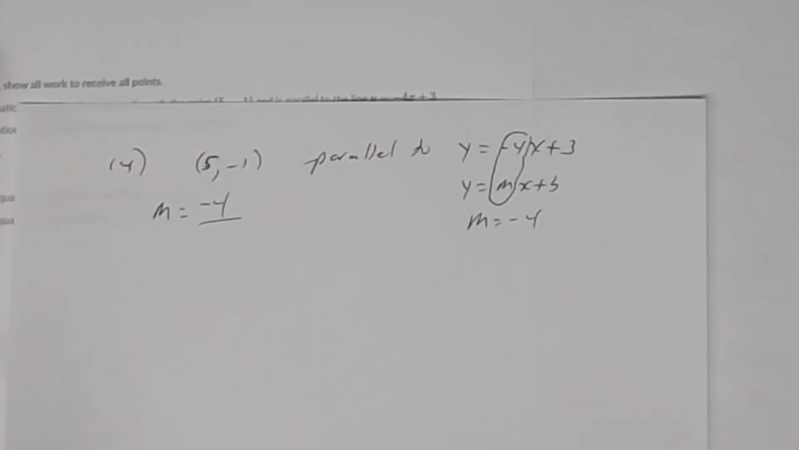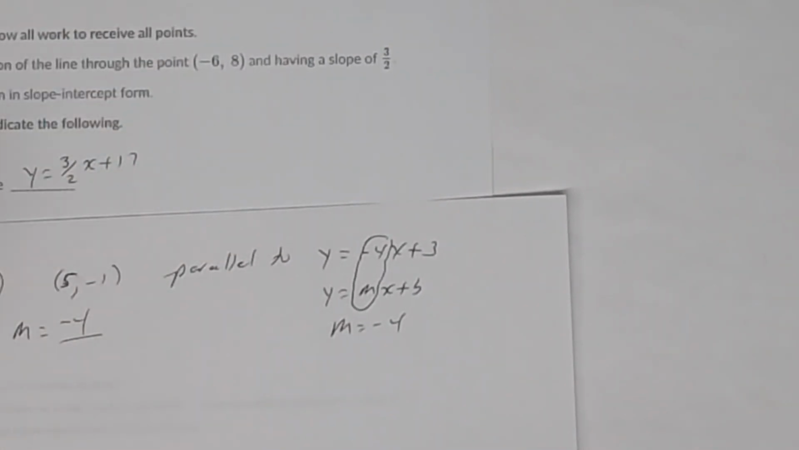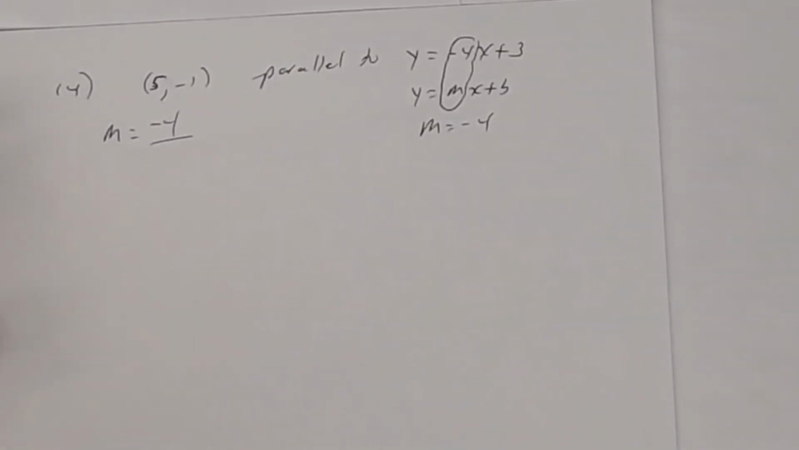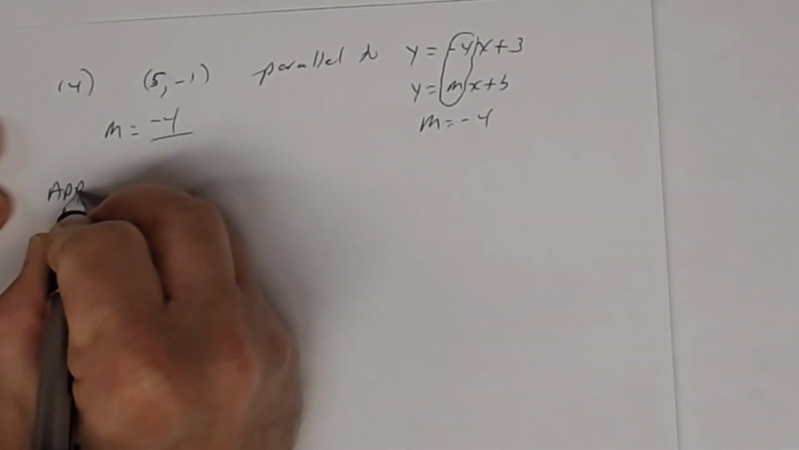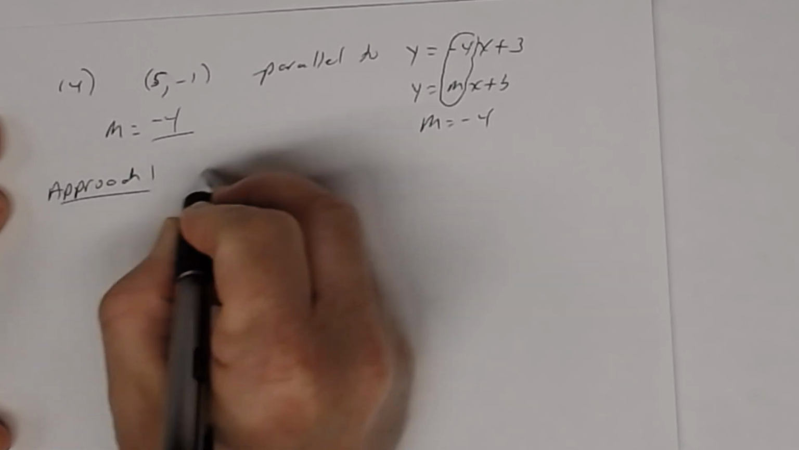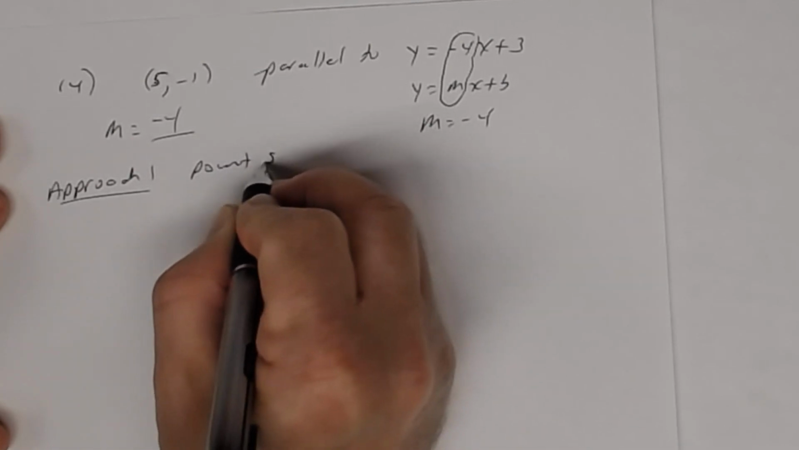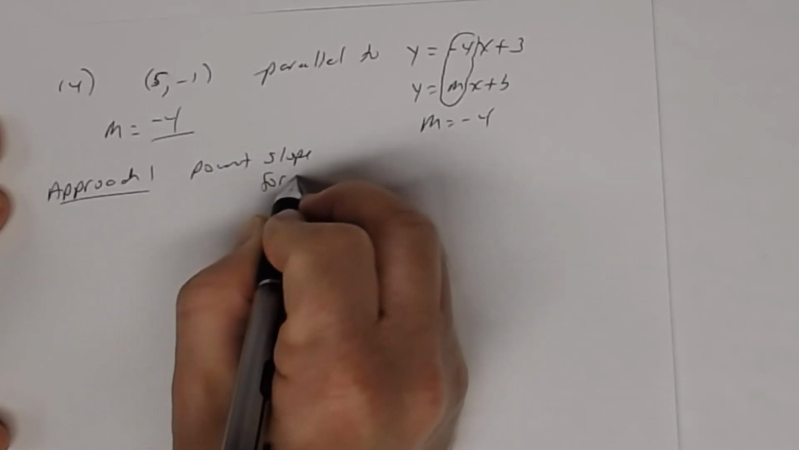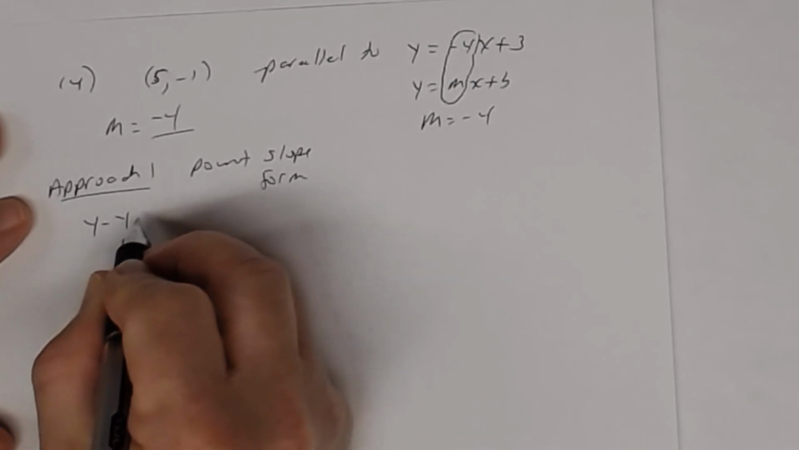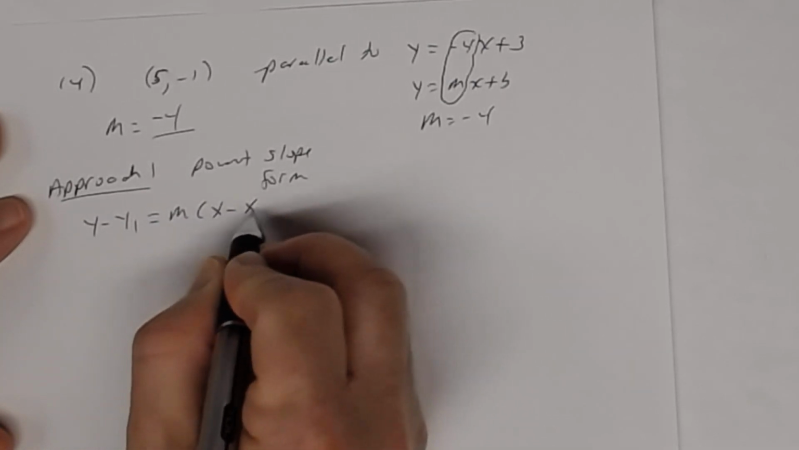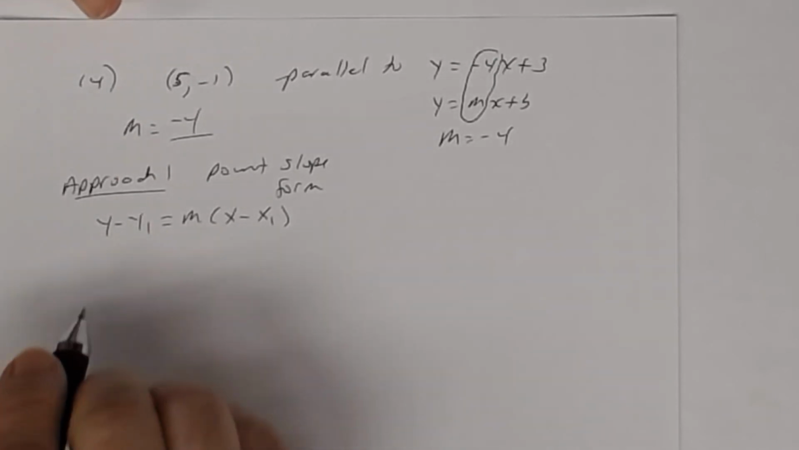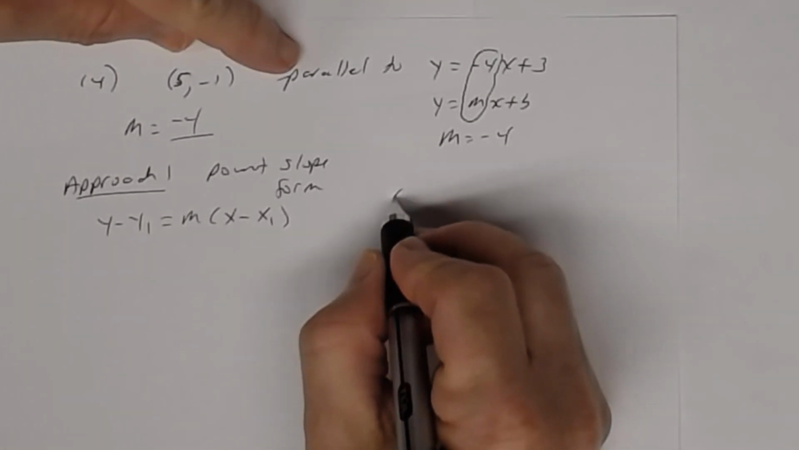Now this right here looks like that one. So let's go ahead and do the two approaches. So approach one, we're going to use point-slope form. Okay, so y minus y1 equals the slope times x minus x1. All right, so I'm going to go ahead and write the point here.